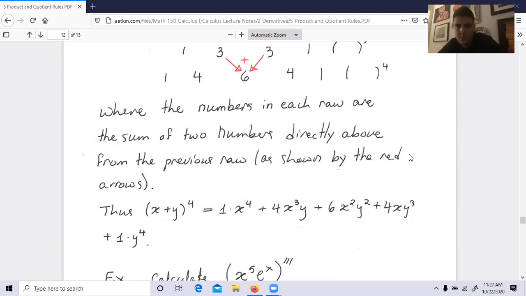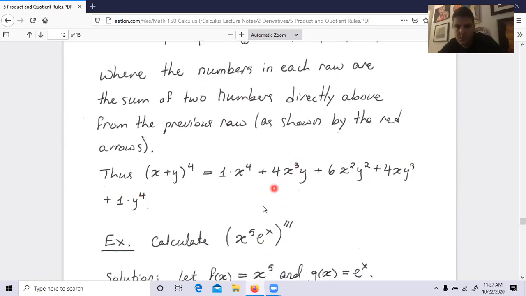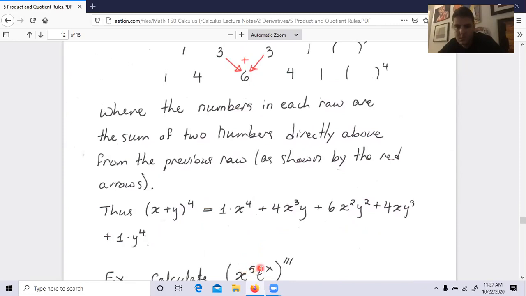Okay, guys? Can I ask you to find the third derivative of x to the 5 e to the x? The product rule, but applied three times. Can you do that? And you can do that quickly if you understand the coefficients, yes? So get the coefficients and see if you can get the third derivative of x to the 5 e to the x.